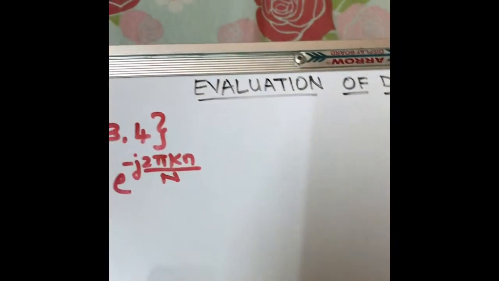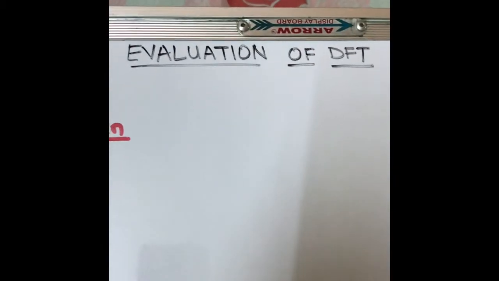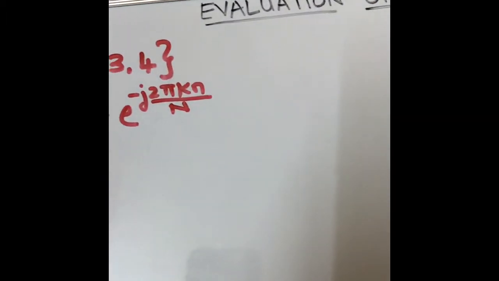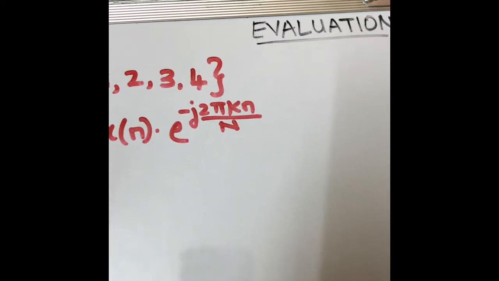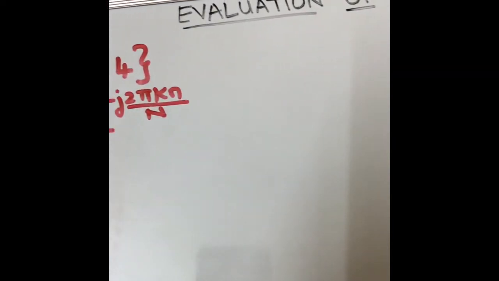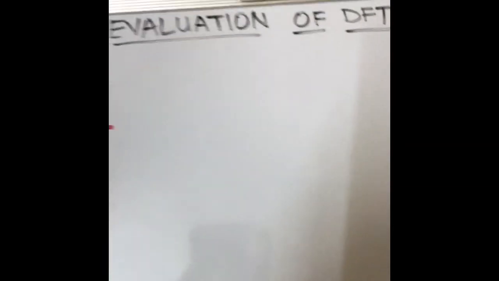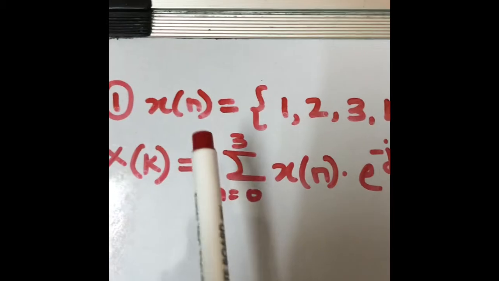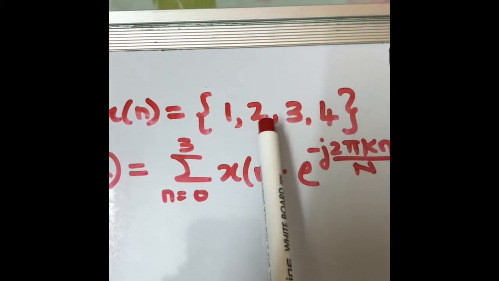Hello students. So today we'll be looking at the evaluation of DFT, that is, how do we evaluate DFT. This method will be used only to evaluate a 2-point or at the most 4-point DFT. So let's say a discrete input signal x of n is equal to 1, 2, 3, 4.